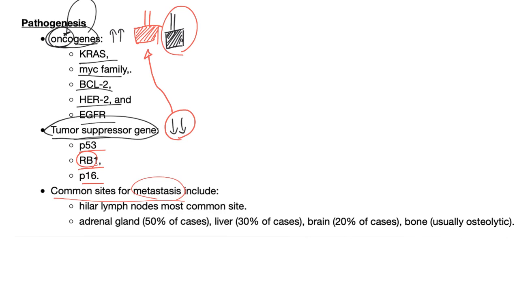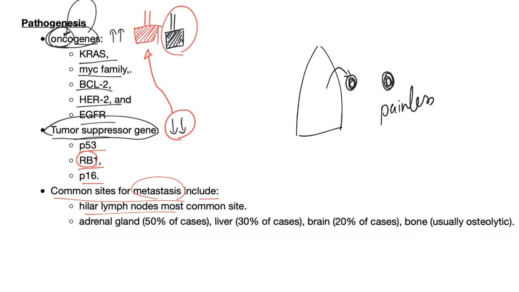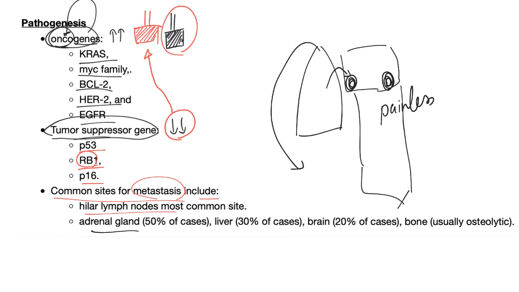Common sites of metastasis include hilar lymph nodes. Remember, we call them bronchogenic carcinoma, and a carcinoma loves to go to the lymph. They will go to the hilar lymph nodes, and it's gonna be painless. Because cancer is painless, infection is painful. This is, of course, theoretical because you cannot palpate those hilar lymph nodes. They are hiding underneath the sternum. Lung cancer loves to go to the adrenal glands, to the liver, to the brain, and to the bone.